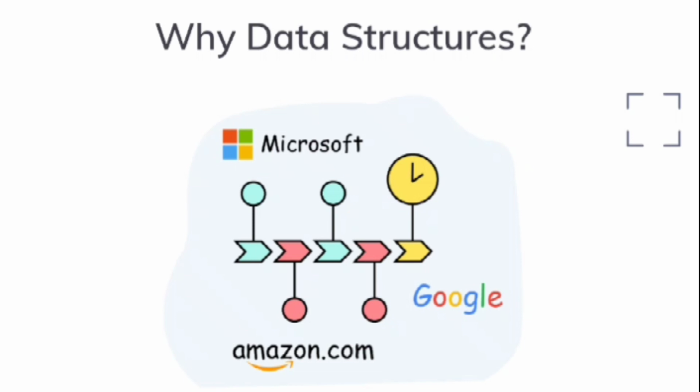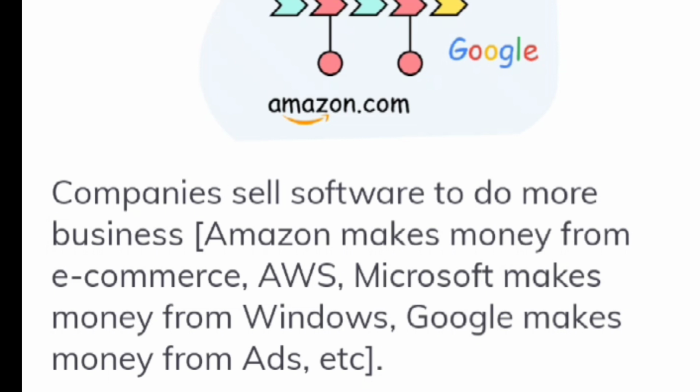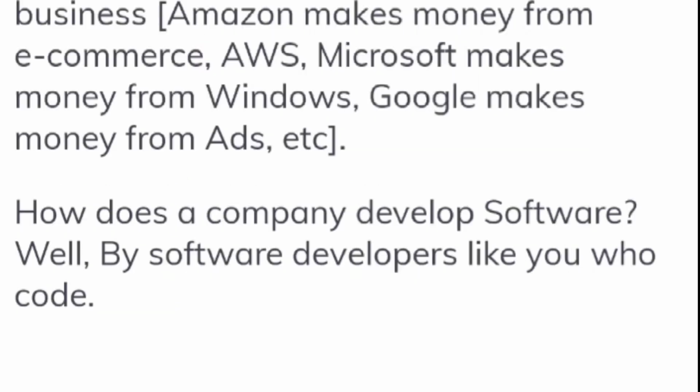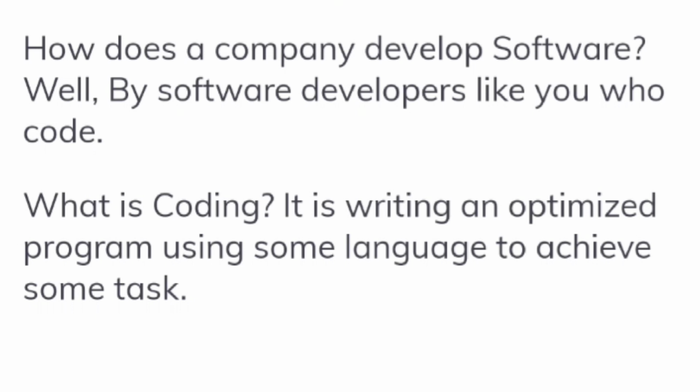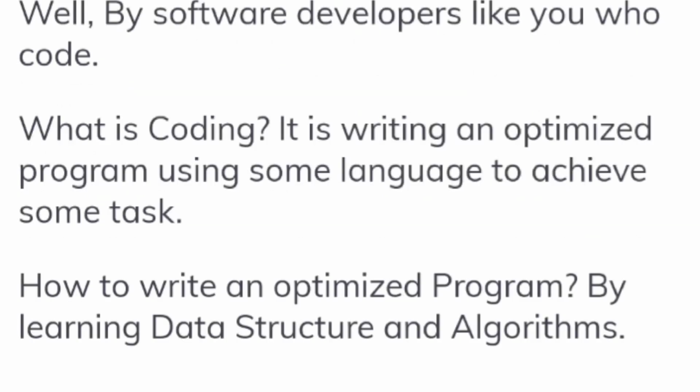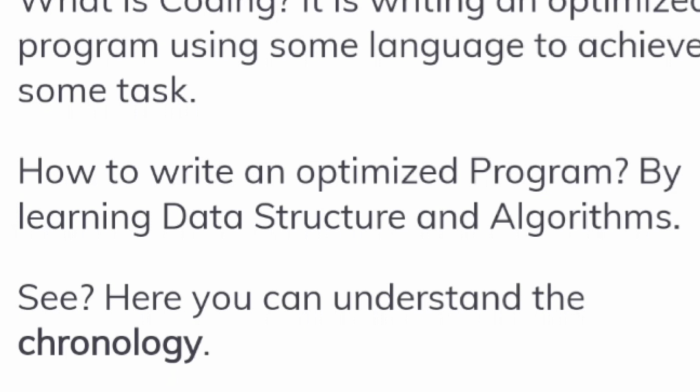Now we'll talk about why data structure. Companies sell software to do more business. Amazon makes money from e-commerce, AWS. Microsoft makes money from Windows. Google makes money from ads, etc. How does a company develop software? Well, by software developers, like you, who code. What is coding? It is writing an optimized program using some language to achieve some task. How to write an optimized program? By learning data structures and algorithms. See, here you can understand the chronology.